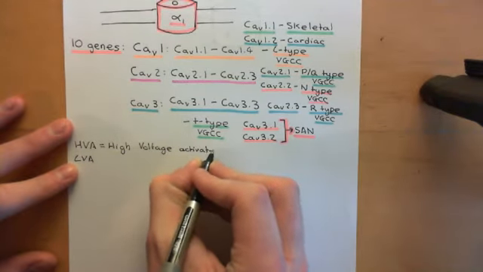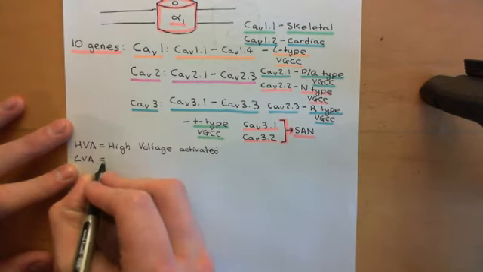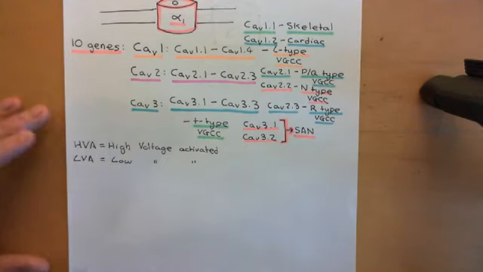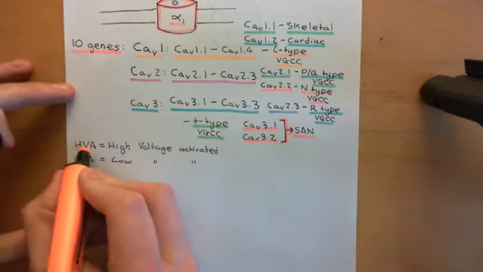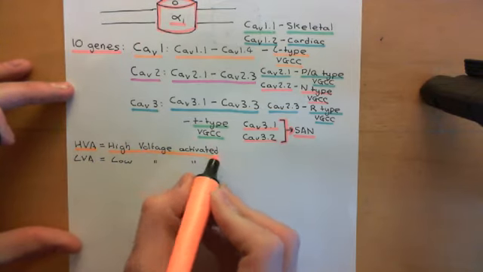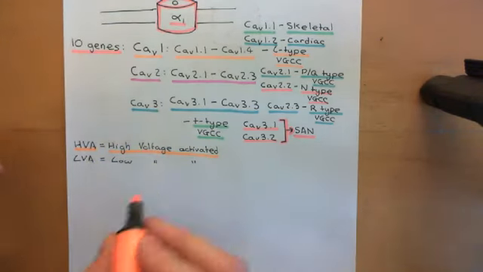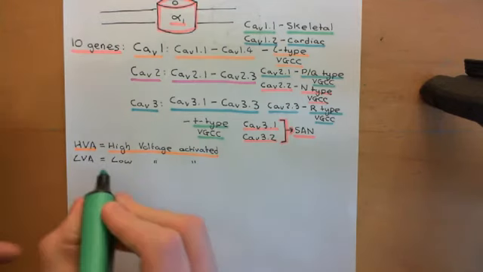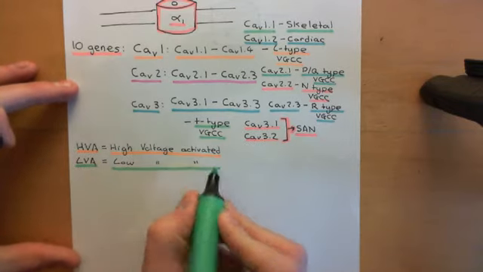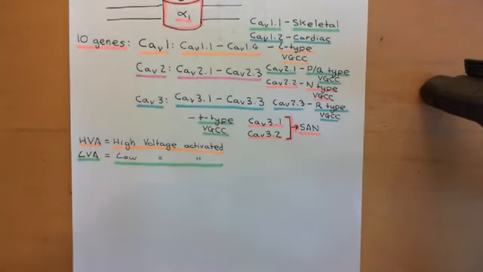Meanwhile, LVA stands for low voltage activated, so the L is for low, and then these two words are exactly the same. These 10 different types of voltage-gated calcium channel alpha-1 subunits are divided up into these two very broad categories. So what's the difference between high voltage activated and low voltage activated voltage-gated calcium channels? Well, the name gives it all away.